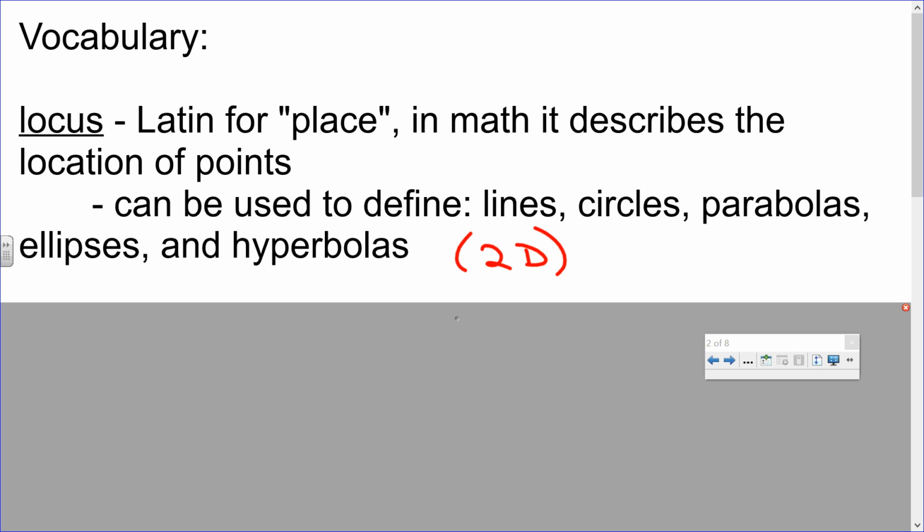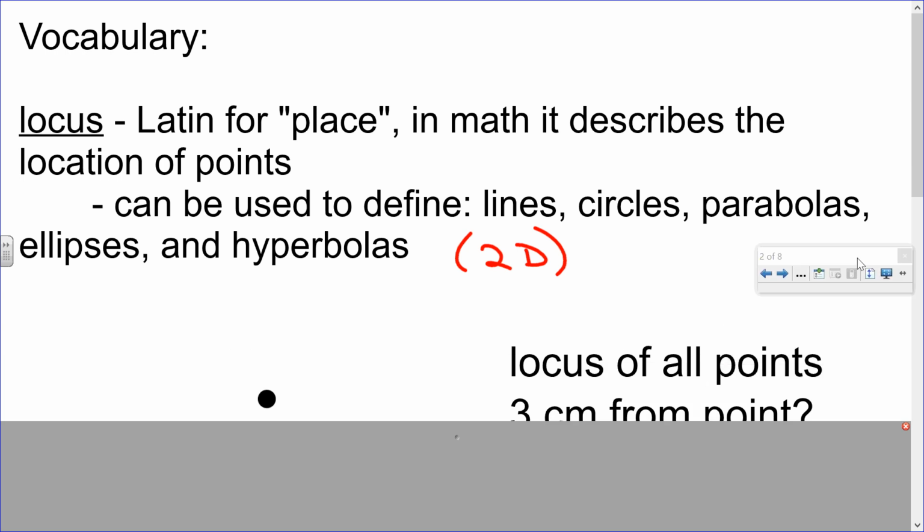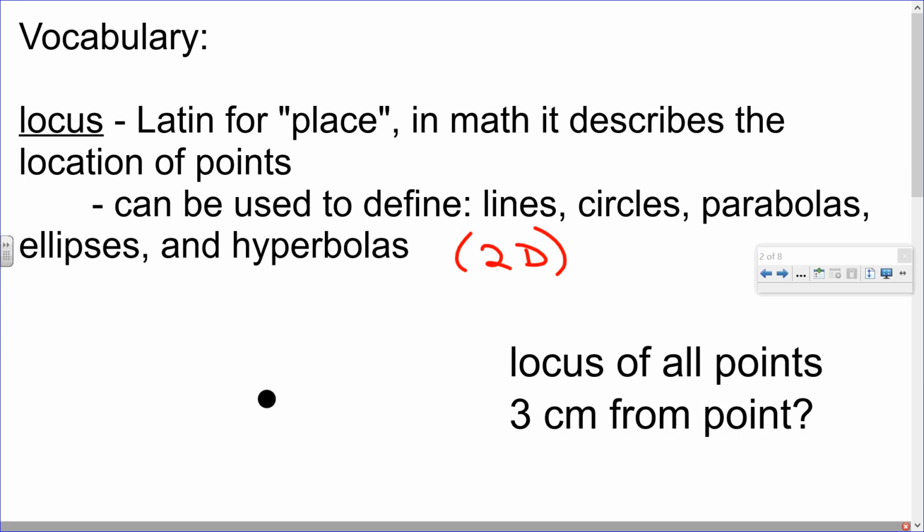So before we do lines, just for fun, let's see if we can get a little bit of a feel of what a locus definition might be. If I take this point that you see on the board, and if I want all of the points on that whiteboard that are 3 centimeters from that given point, what shape will I have? I will have a circle if I draw everything that is 3 centimeters away, and it will have a radius of 3.